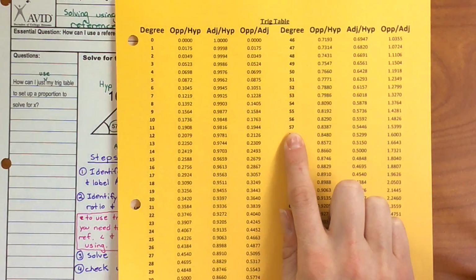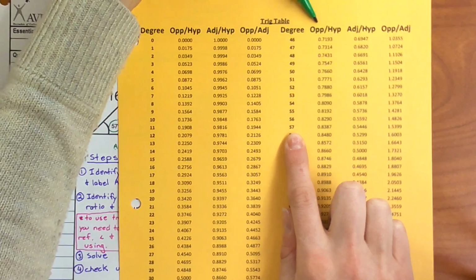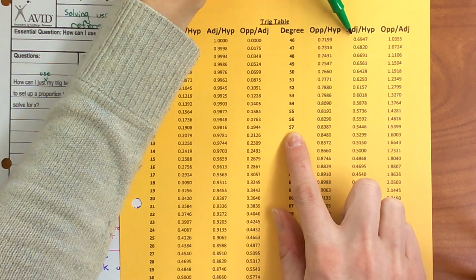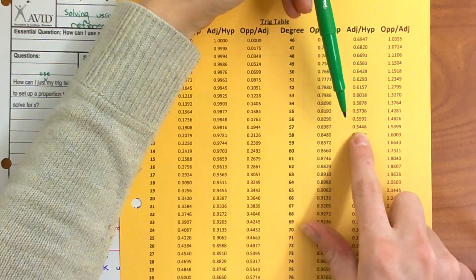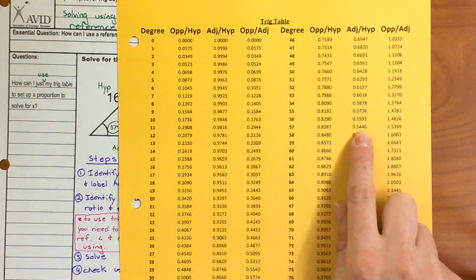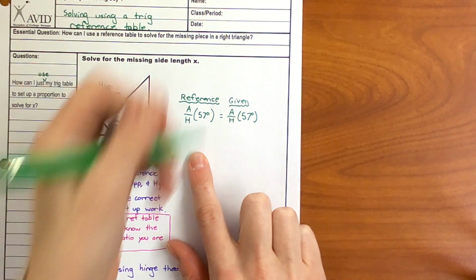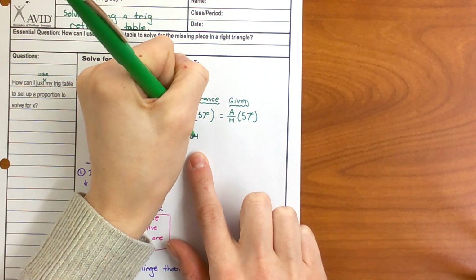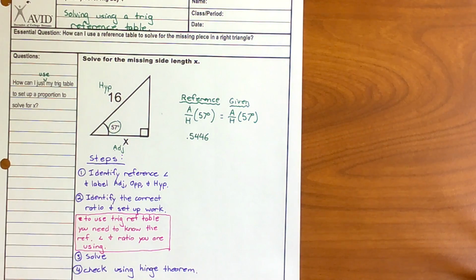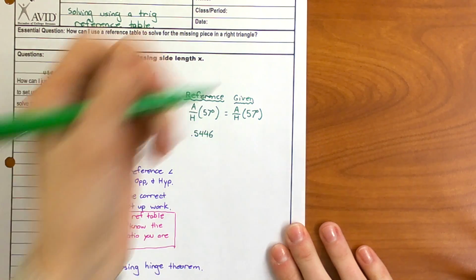The second thing is we are using this for A over H. So I've got my 3 at the top. I want to use the second column, A over H. So over here, this is the number that I'm going to be using for my reference table, 0.5446. So on this left side, I'm going to put 0.5446. And that is the adjacent over hypotenuse value with a reference angle of 57.